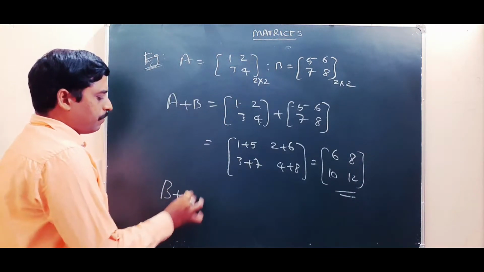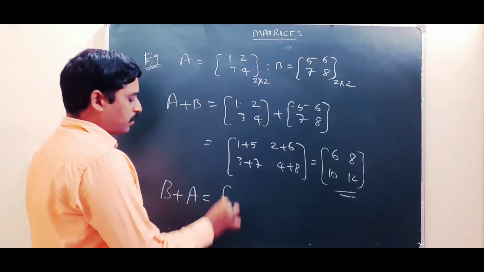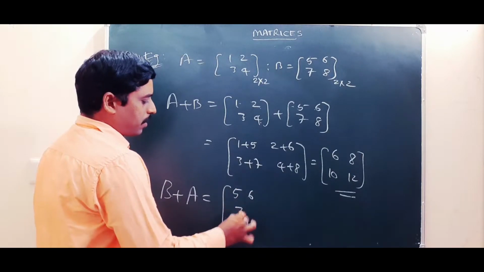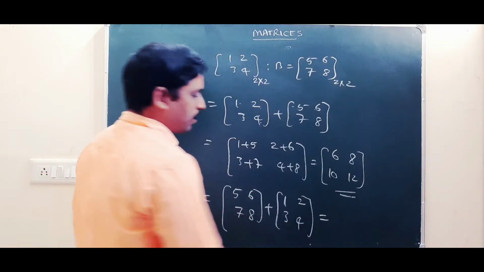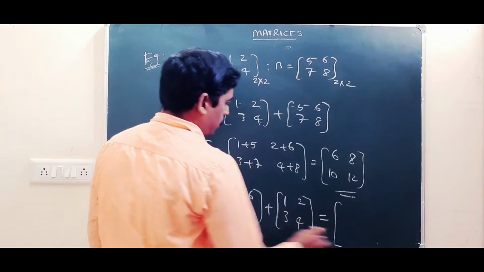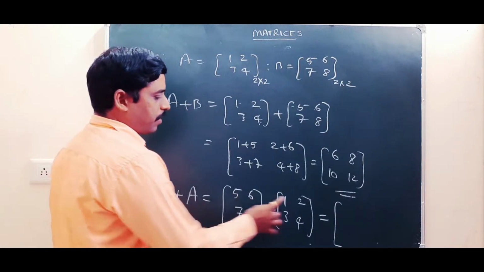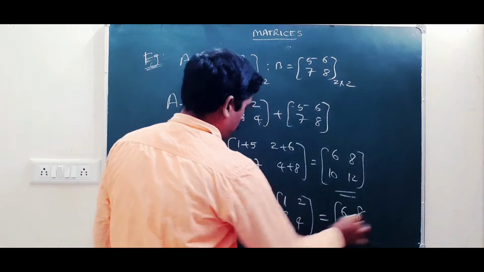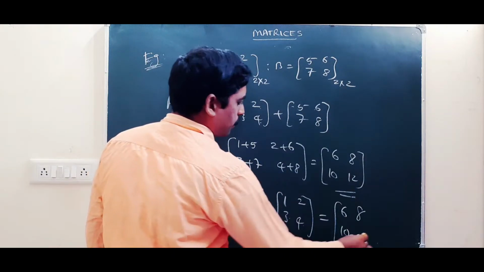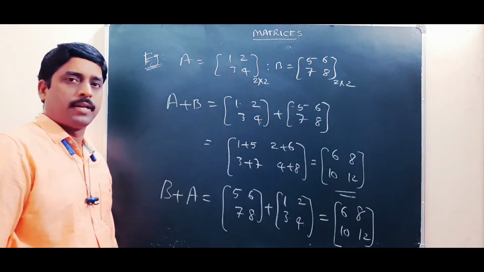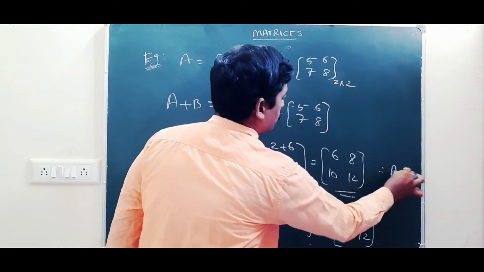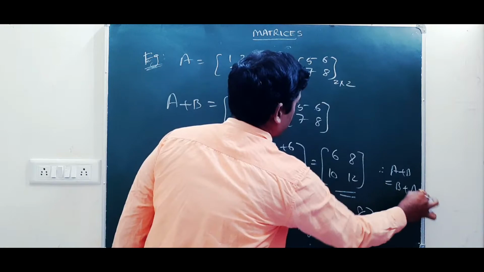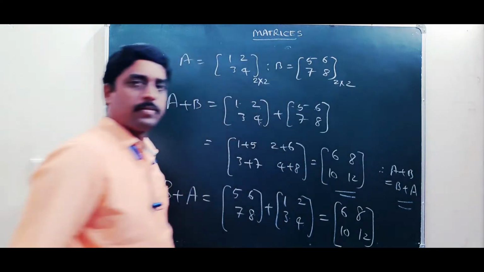Now we find B plus A. First we write the B matrix 5, 6, 7, 8 plus the A matrix 1, 2, 3, 4. Adding corresponding elements of B and A: 5 plus 1 is 6, 6 plus 2 is 8, 7 plus 3 is 10, 8 plus 4 is 12. Let us observe one point: A plus B and B plus A are always equal. Therefore A plus B equals B plus A, so addition of matrices satisfies the commutative property.